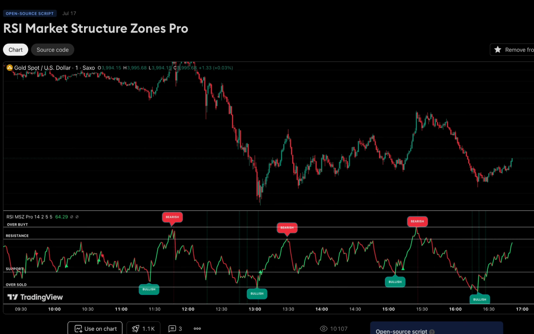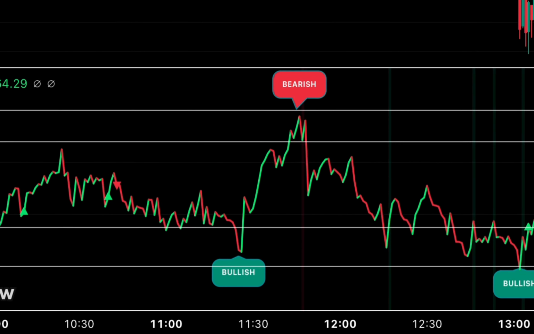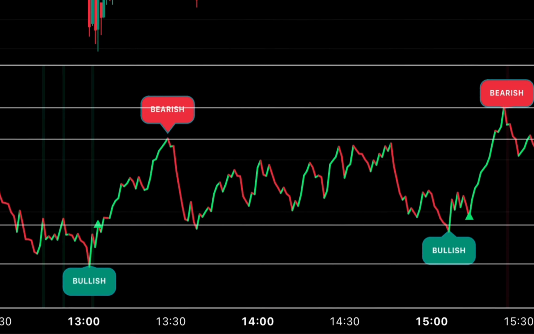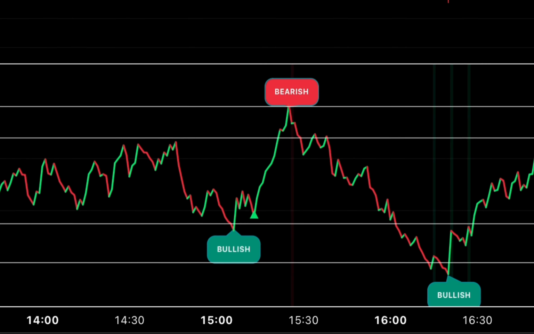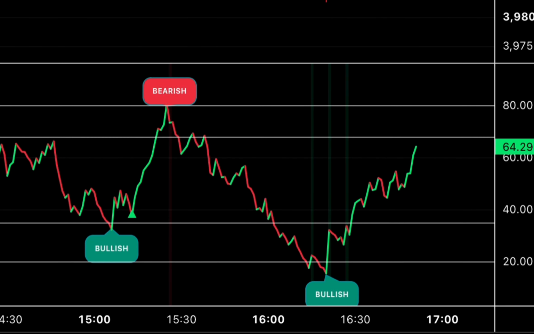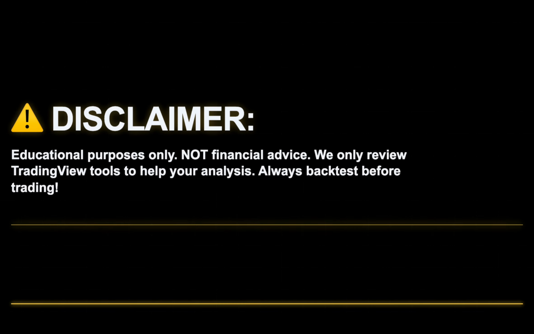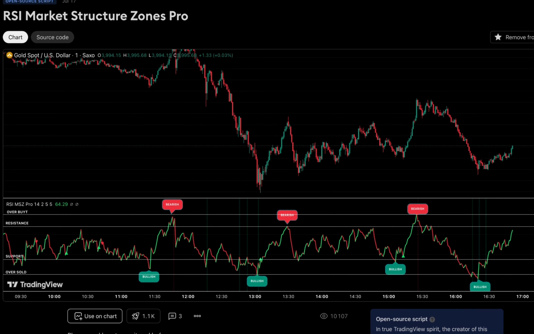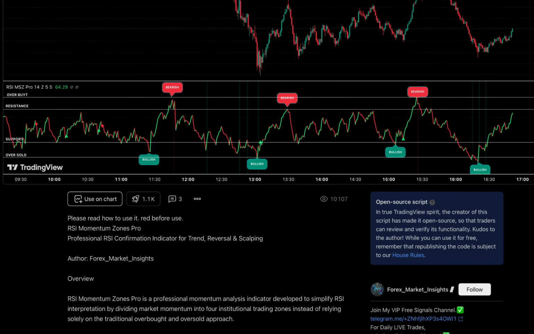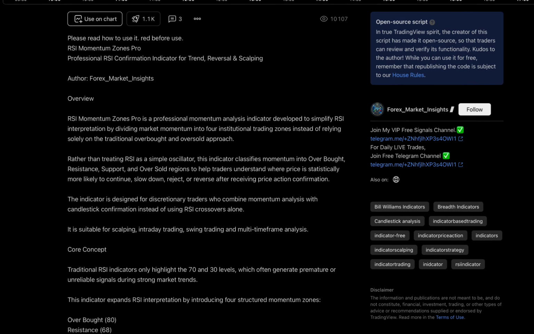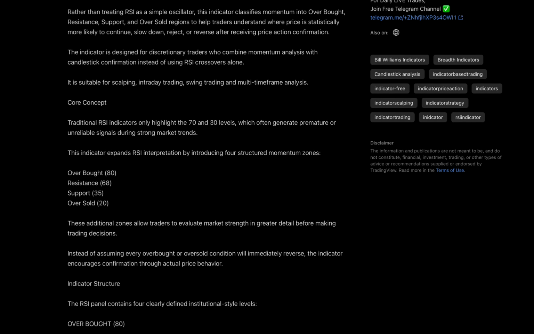Today, we are going to open up RSI Market Structure Zones Pro and see what this script really does. The source code credits Forex Market Insights. This is an indicator, not an automatic trading strategy. It does not place trades, and it does not prove that the signals make money. What it does is simple. It shows RSI, checks the candle shape, looks for some divergences, and sends alerts when the conditions line up. That is the right way to look at it, as a chart tool for observation and testing.